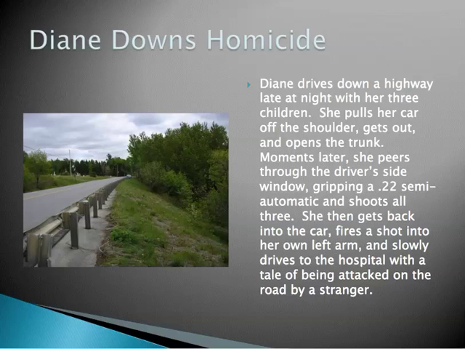She drives down a highway late at night with her 3 children. She pulls her car off the shoulder, gets out and opens the trunk. Moments later, she peers through the driver's side window, gripping a .22 semi-automatic, and shoots all 3 children inside the car. She then gets back into the car, fires a shot into her own arm, and slowly drives to the hospital with a tale of being attacked on the road by a stranger. So police are called to this crime scene where the shooting occurred.